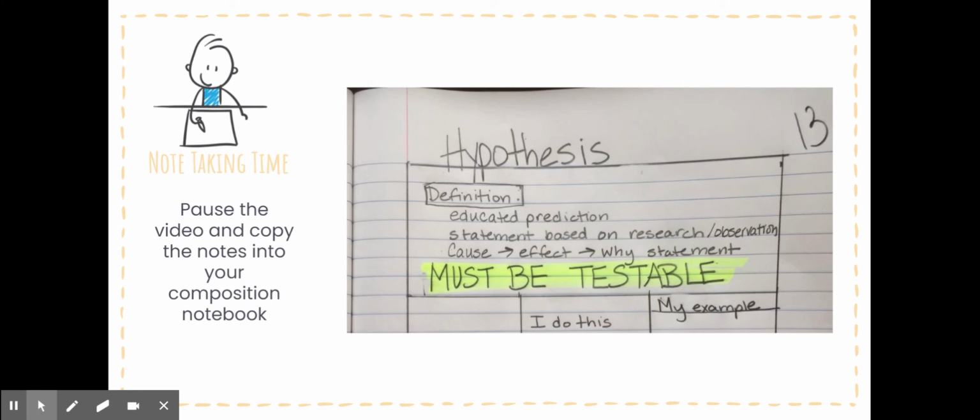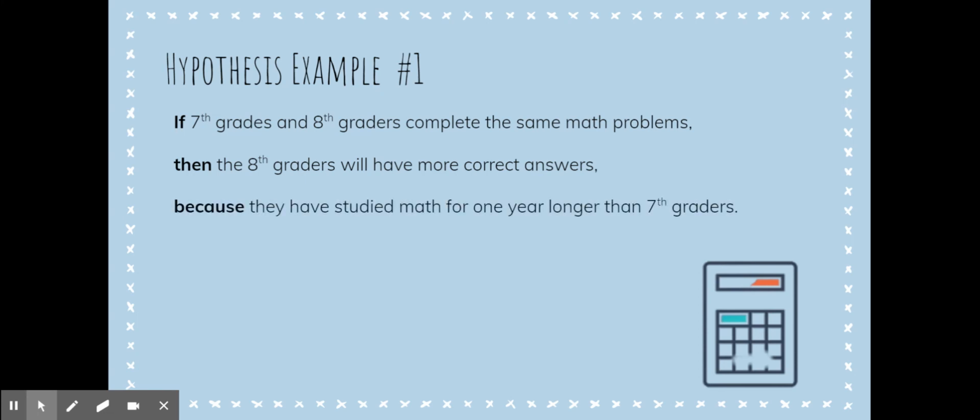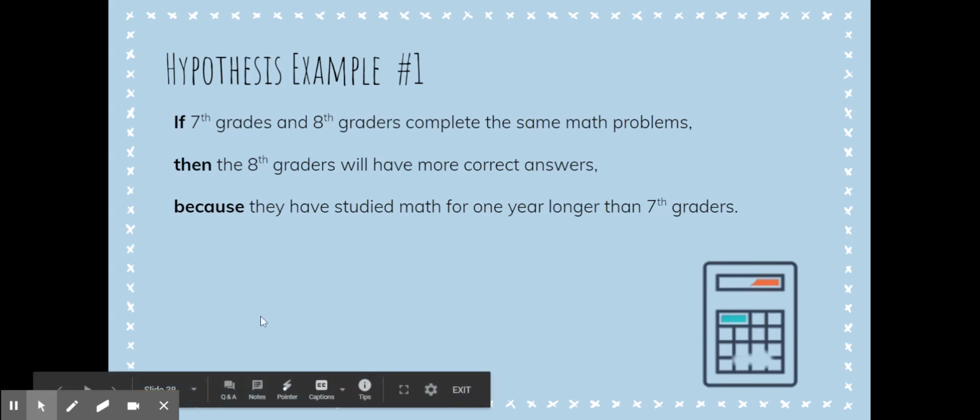So what would a good hypothesis look like? Let's look at two examples. If seventh graders and eighth graders complete the same math problems, then the eighth graders will have more correct answers because they have studied math for 1 year longer than seventh graders.